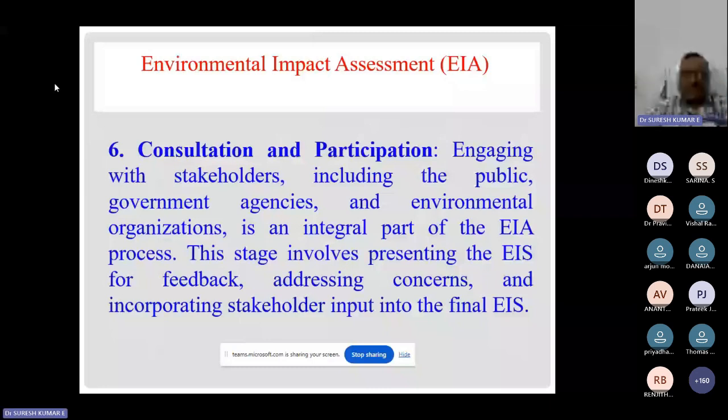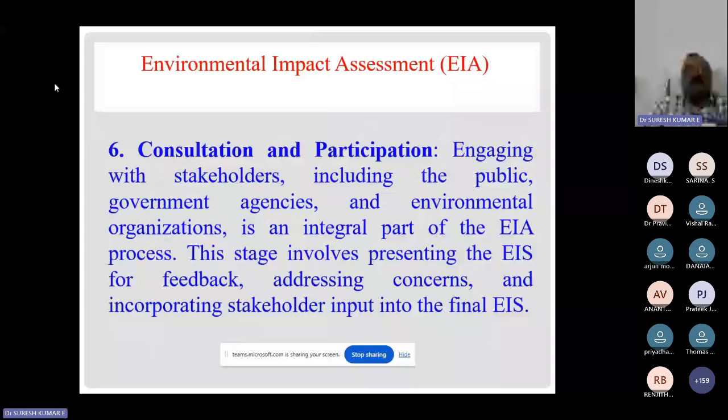This stage involves presenting the EIS, that statement, for feedback, addressing concerns. That's why government is publishing the report to the public through media. Public can give comments, their concerns through feedback, and they can give the addressing of the concerns. So district collectors are addressing the concerns. Even when we are moving for 6-way roads, every district collector invited a meeting of the public to know their concerns, of the dealers, people, drivers, and all those. So addressing the concerns and incorporating the stakeholder input into the final EIS. The final one, the approved one, the feedback from all categories will be there. Then only the decision comes.